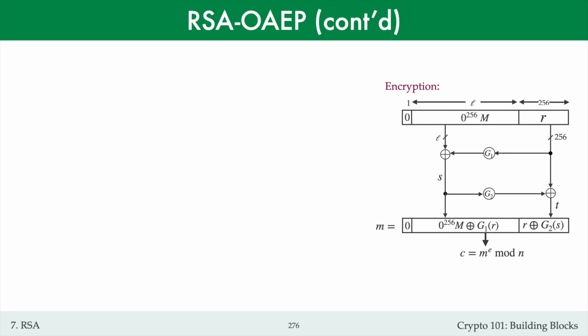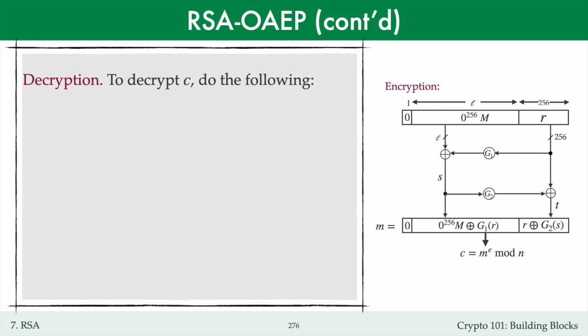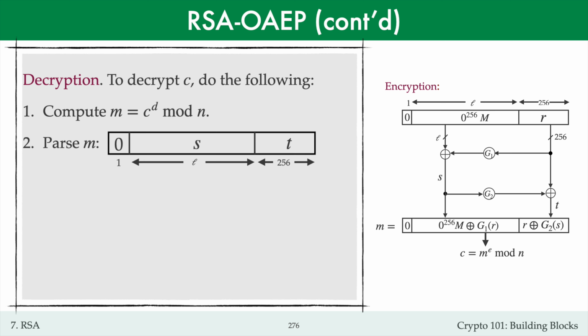Here is the decryption procedure for RSA-OAEP. To decrypt the ciphertext C, Alice does the following. She first raises C to the power of her private key D modulo n to get the formatted plaintext M, and she represents M as a binary string of length k bits. Recall that k is the bit length of the modulus n.